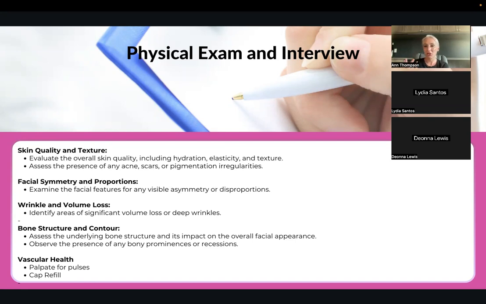You also want to look at the contour of their face and how much volume they have in their face as well. And then also just take note of their vascular health too.